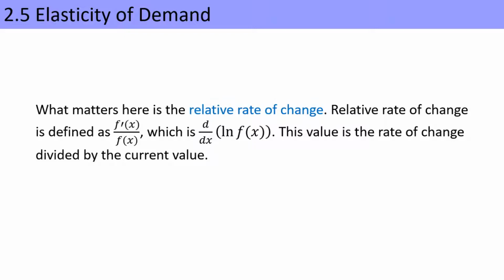Relative rate of change is defined as the derivative of the function divided by the function, which is also the derivative of the natural log function of f of x. This value is the rate of change divided by the current value.